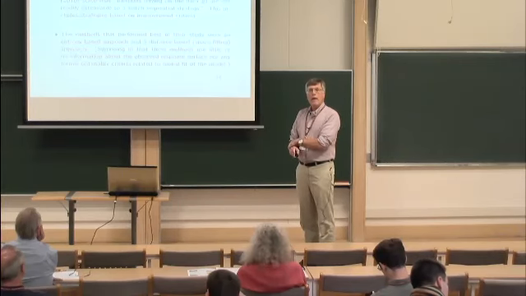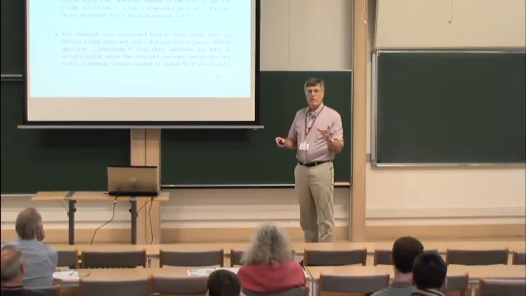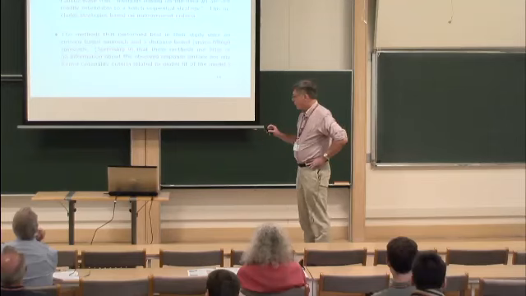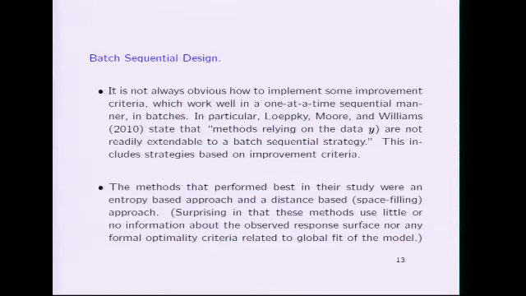What they wanted to do was say, I want to select a set of m points, and I want a criteria that's a function of a set of m points. And it wasn't clear how to do that with improvement criteria. But they were able to do that with other criteria like mean squared error. And it turns out that in their study, the methods that performed best were either an entropy-based approach or some distance-based space-filling approaches that essentially were starting with something like a Latin hypercube design and augmenting it so that the result was still something like a Latin hypercube design.